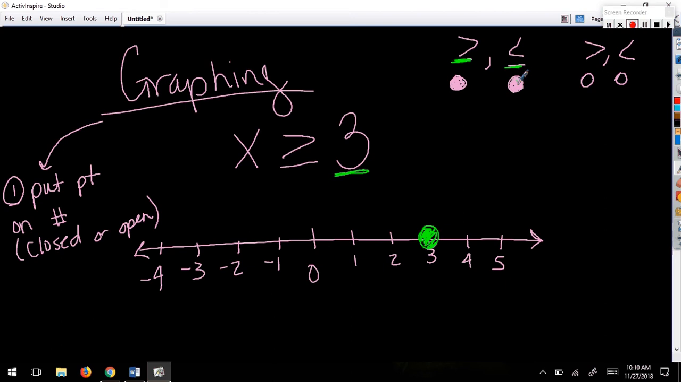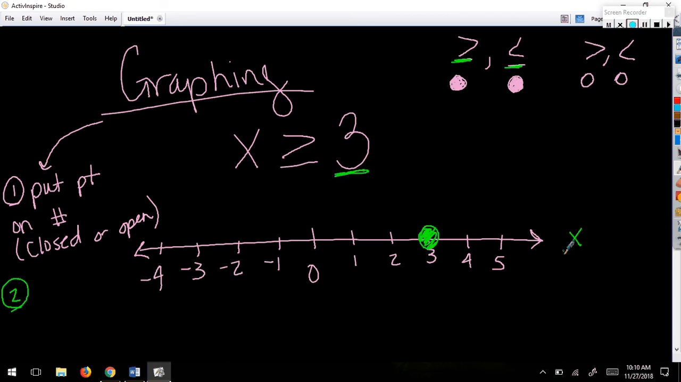All right, we have to draw an arrow indicating which numbers are solutions. So tell me this. If x is greater than or equal to 3, give me some numbers that satisfy that. What numbers are greater than or equal to 3?